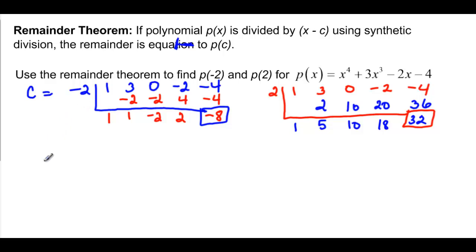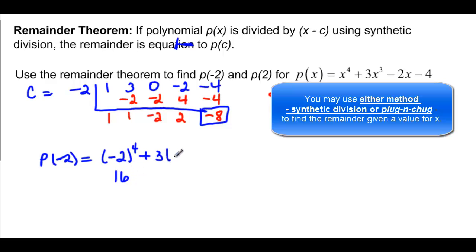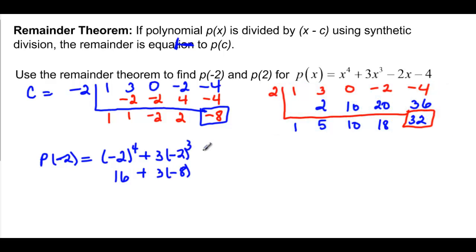So let's do this first one. So we have p of negative 2, and that says that we have negative 2 to the 4th, well that's going to be 16, plus 3 times negative 2 cubed, which is really plus 3 times negative 8, and then minus 2 times negative 2, which we can say is plus 4, and then minus 4. So these two cancel each other out. We really just have 16 minus 24, and 16 minus 24 is a negative 8. So it really does work.